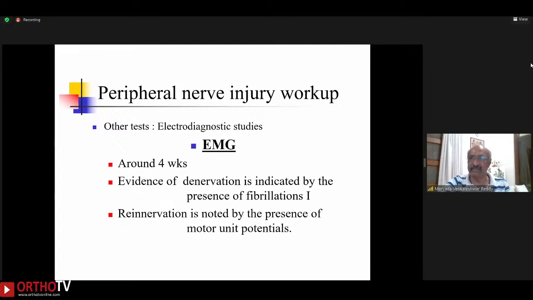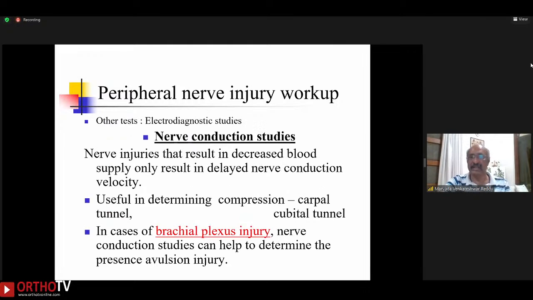EMG, if the examiner asks, around 4 weeks only it will help us to know whether there's a fibrillation potential or denervation or reinnervation. Earlier than 4 weeks, EMG also does not help us. And then coming to nerve conduction studies, in neurotmesis and axonotmesis, nerve conduction studies are not useful. When you suspect a compression neuropathy around the elbow or a tardy ulnar nerve palsy, probably a delay in conduction, a nerve conduction study will help. Otherwise, in a traumatic nerve injury, nerve conduction studies do not help us.